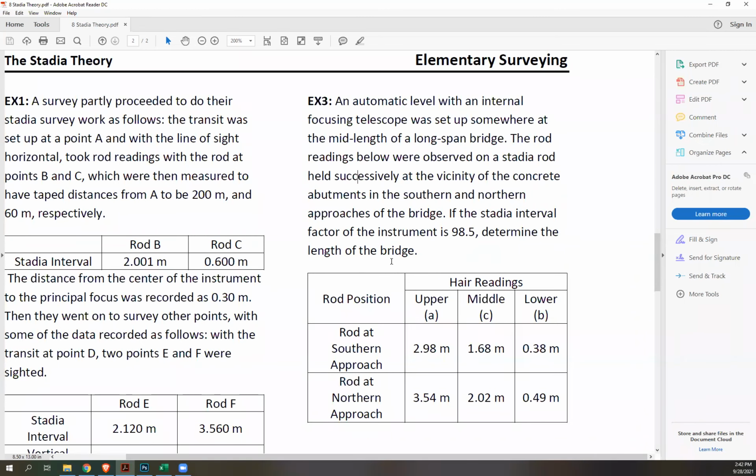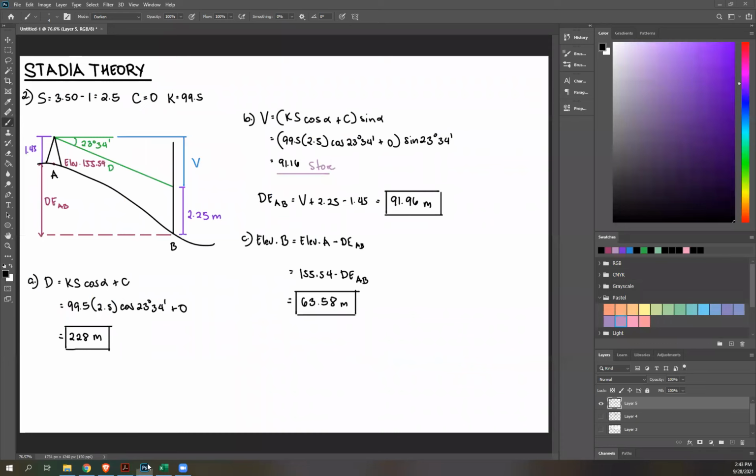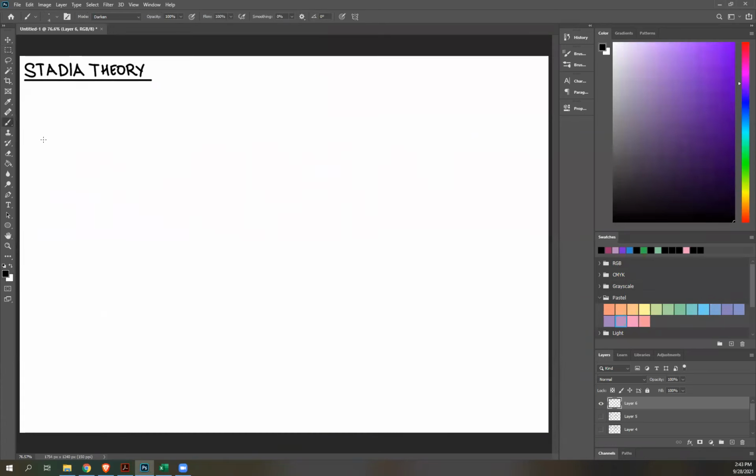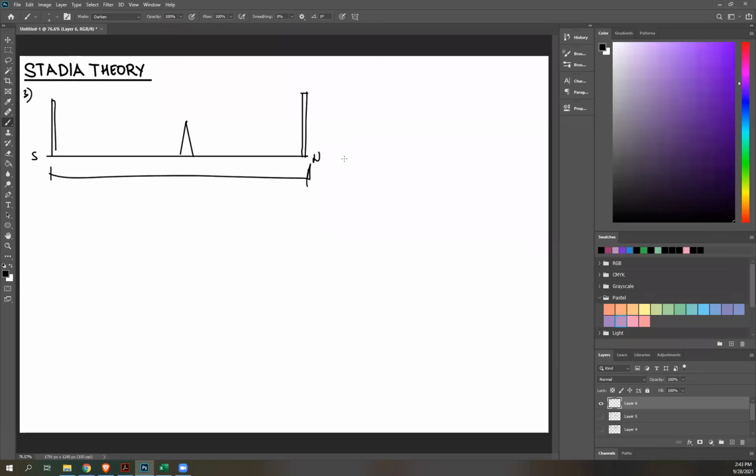So basically, what's happening here is, to simplify, you got a bridge. You have your north-south end. A stadia or theodolite was placed at the center, and then rod readings were taken for each side. The question is, we want to get the total length of this. Okay? Actually, let me draw that better.